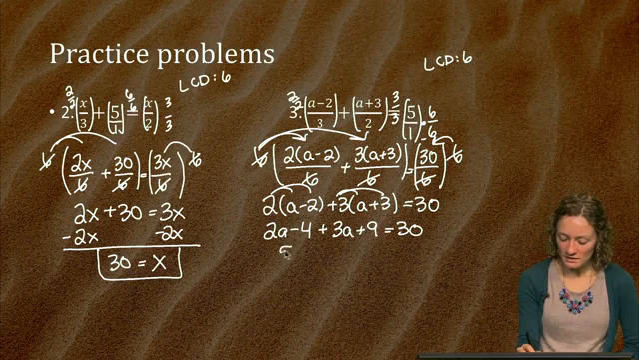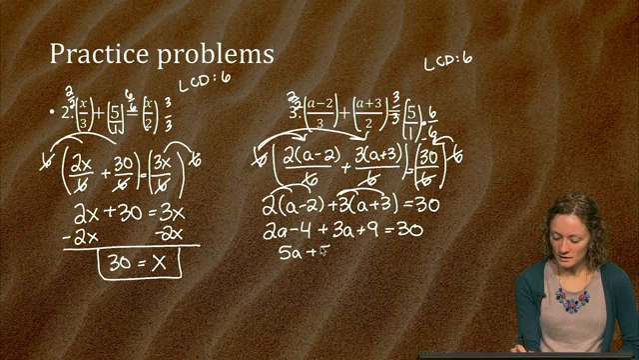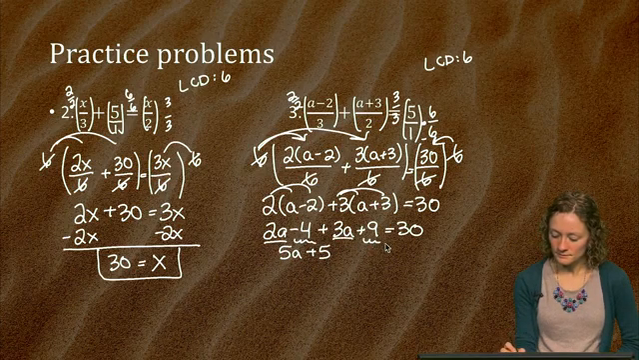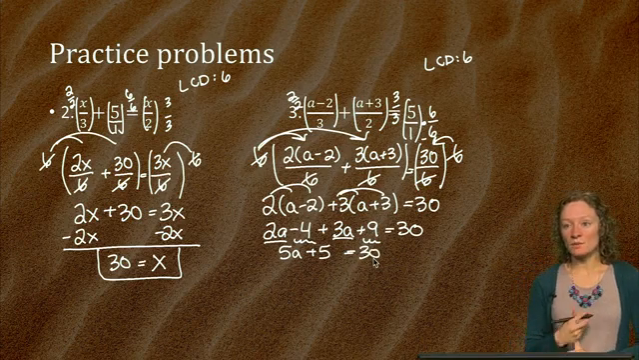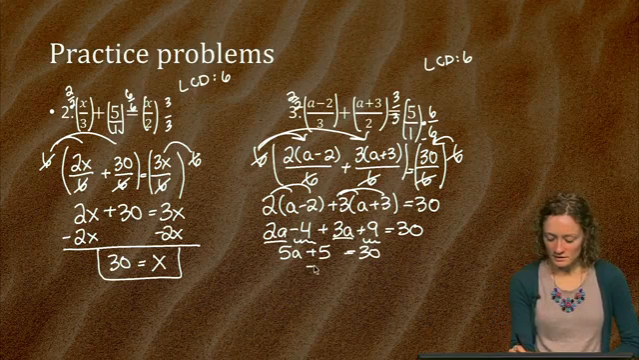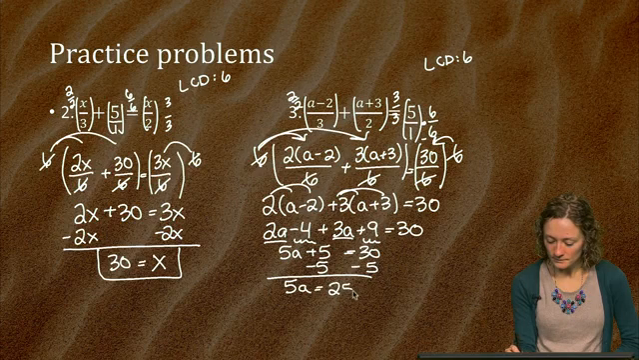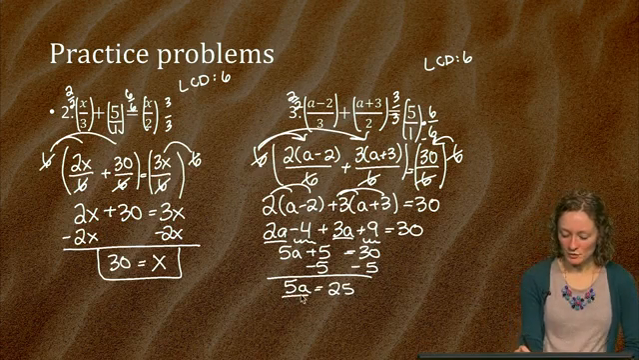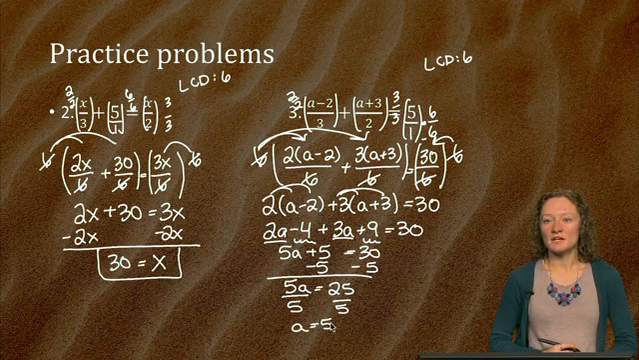2a plus 3a, 5a. Negative 4 plus 9 is plus 5, equals 30. Then get the variable on one side, numbers on the other. Subtract 5 from each side. And finally, divide both sides by 5 to undo the multiplication.